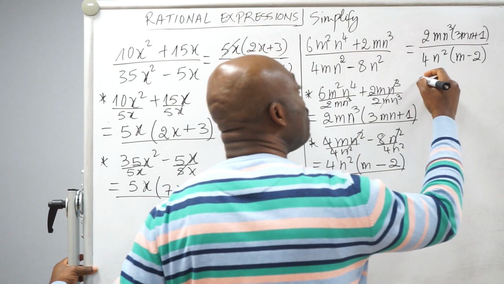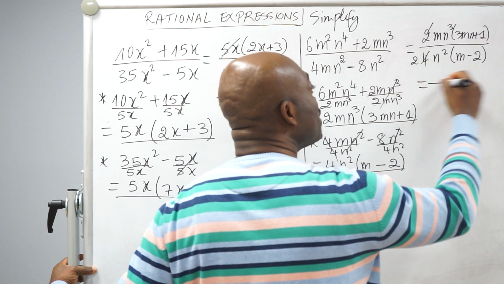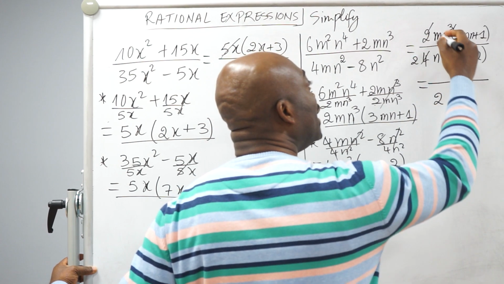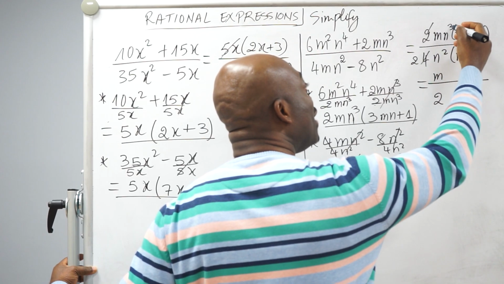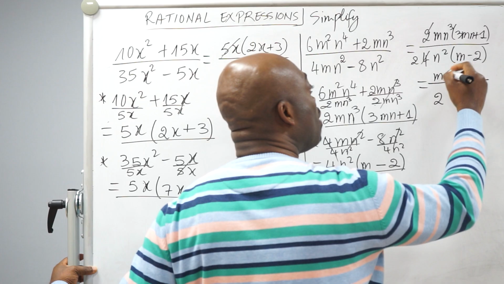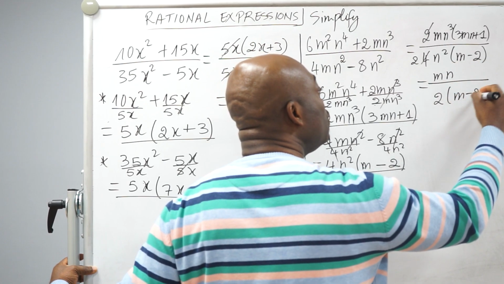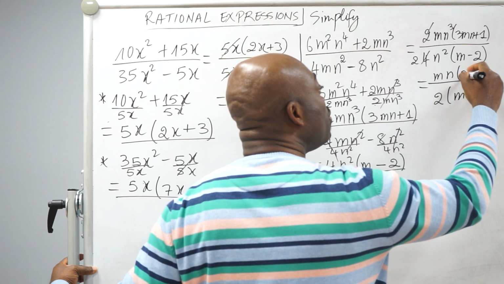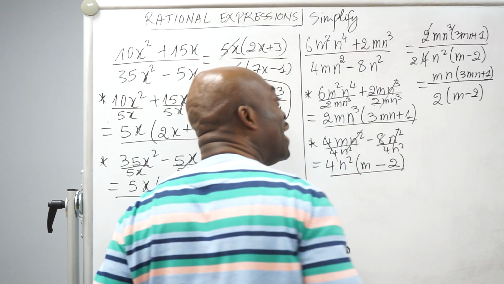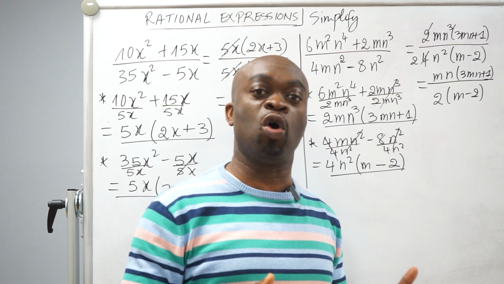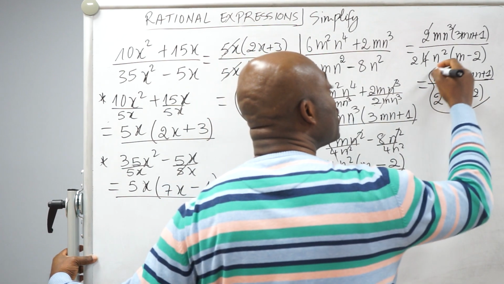So let's go and see what we have. So this is what we have now. 2 and 4: it can go twice, so there'll be 2 left at the bottom. And then m is back here, because m cannot be simplified with anything else. So n to the third power over n to the second power will give us n. So what else is left? At the bottom we have m minus 2, and on the top we have 3mn plus 1. So that's what we have left. Is there anything that we can simplify? No, we can't on this one. So we are finished with this problem.